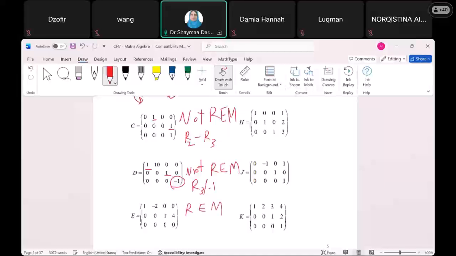Okay, if it is a row echelon matrix, is it reduced or not? Now it is a row echelon matrix. But we need to go for the second question: is it a reduced row echelon matrix or not? Because if it is row echelon, we need to check the fifth condition to see if it is reduced or not. So this matrix, we agree it is row echelon. Now, is it reduced?